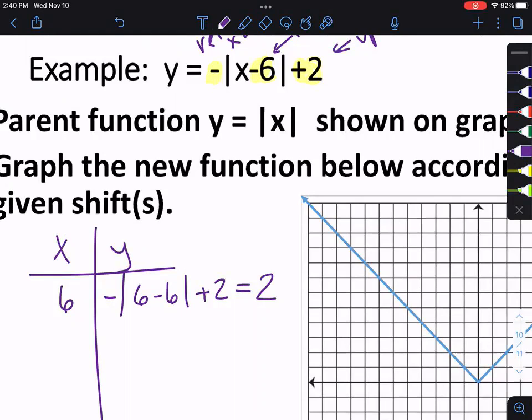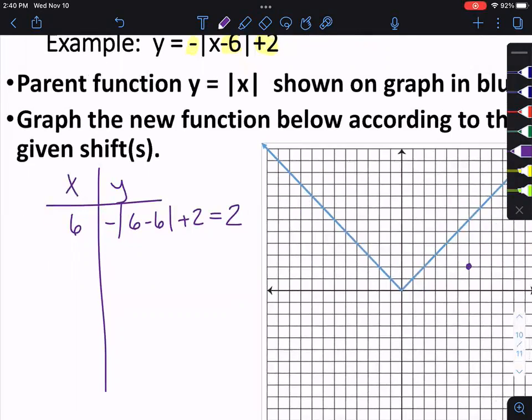Then we're going to pick numbers in order to find some more parts of our graph. I would use 5, 4, 3. Let's go all the way to 0 and see what we can get there. So that's going to give us 4 points on the left-hand side. We'll see how that looks. We might need to do some more.